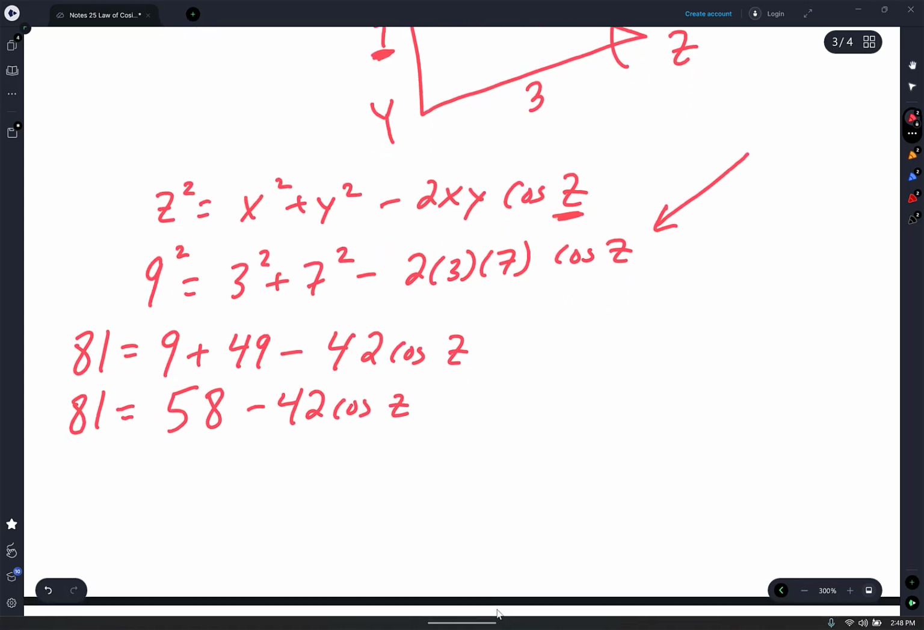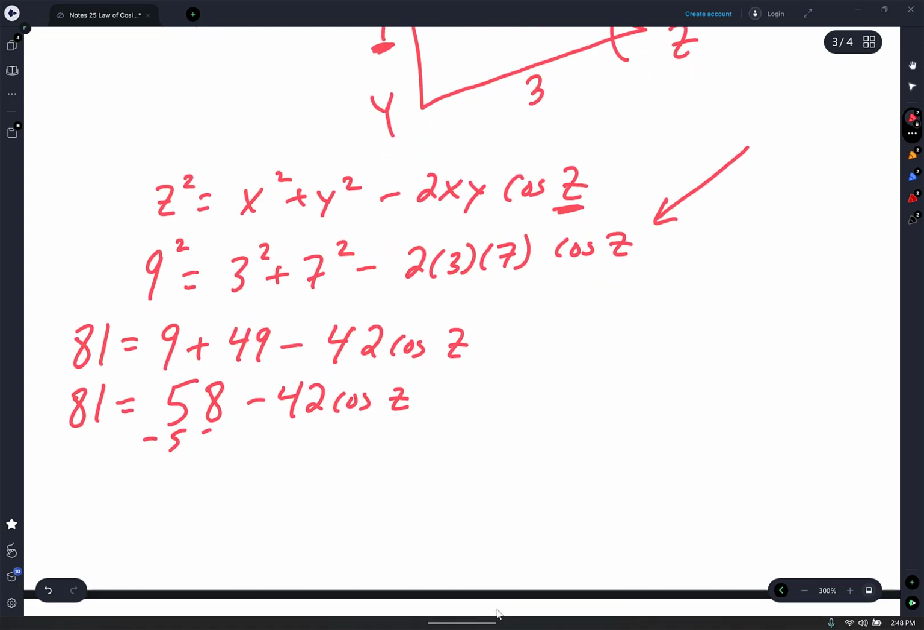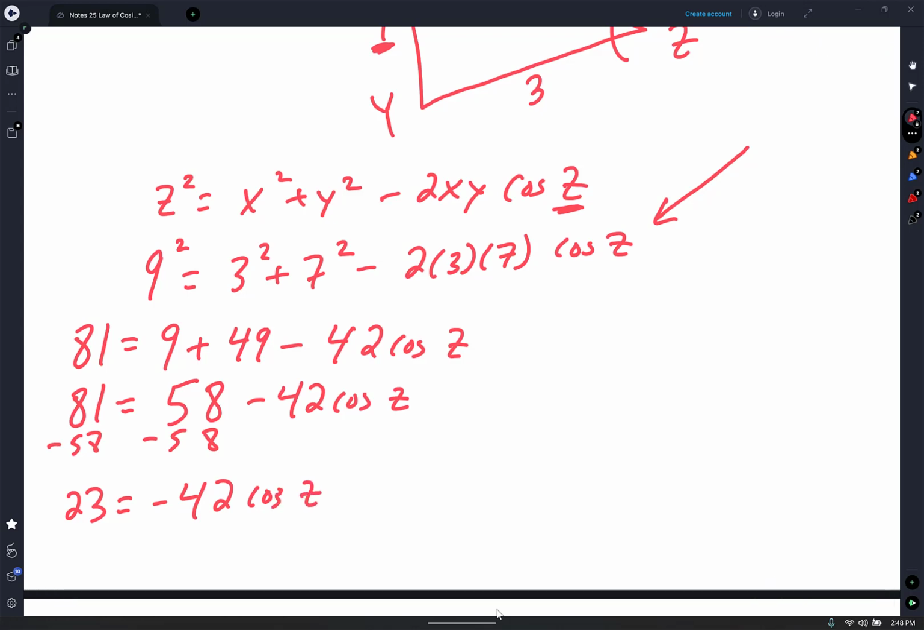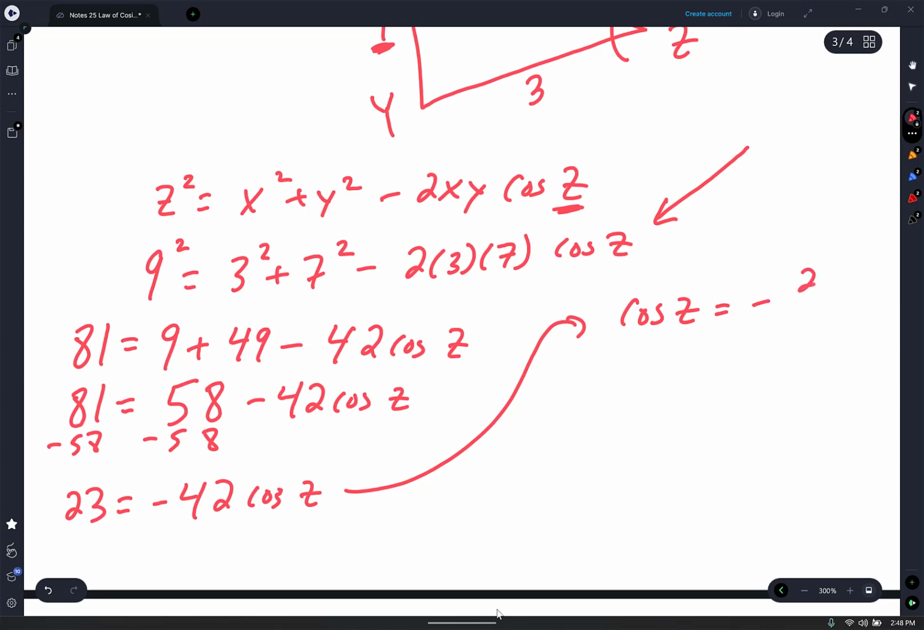I'm going to move the 58 to the other side. So minus 58, minus 58. 81 minus 58 is 23. I have to go in sections. 23 equals negative 42 cosine Z. Remember what we're trying to do, guys. We're trying to get cosine Z by itself. So all I got to do is divide by what? Negative 42. So here's what I have. Cosine Z equals negative 23 over 42. If you want to put the negative with the 42, that's fine. We are so close. How do I get Z by itself?